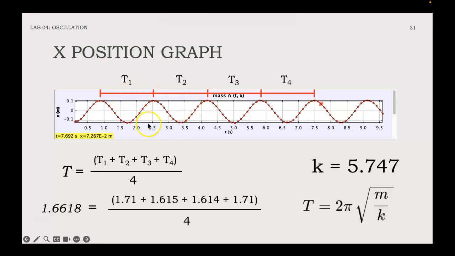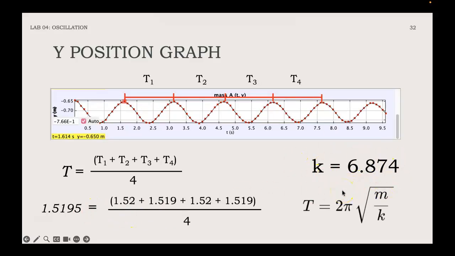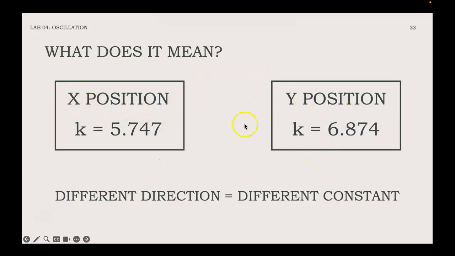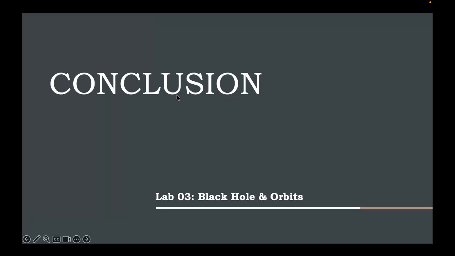we took a look at the periods of the x and y position graphs. We found that the period of the x position graph was 1.6618, and we found a k constant of 5.747. We did the same thing earlier for the y position, where we found a smaller period and a larger k constant. So our conclusion here is that from x to y we have a different direction, which equals a different constant, which affects our total graphs because they have different periods. Just as a conclusion, we found comparisons between the predicted and observed data, and we saw our energy principle being conserved. Thank you.